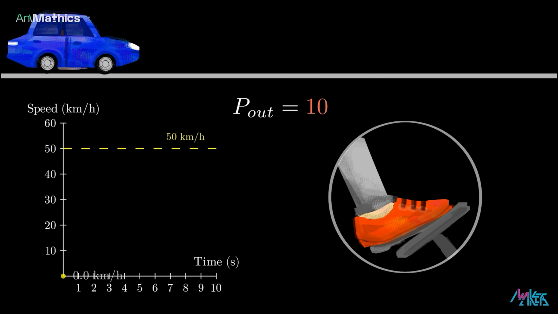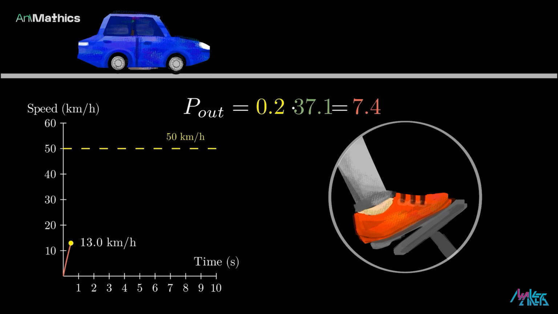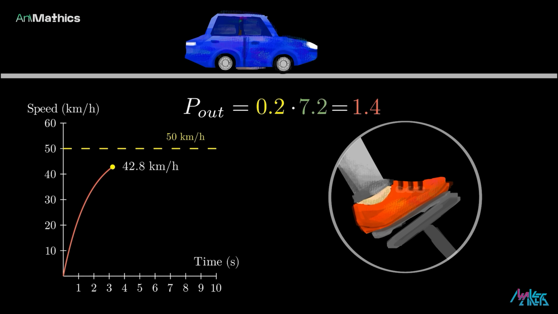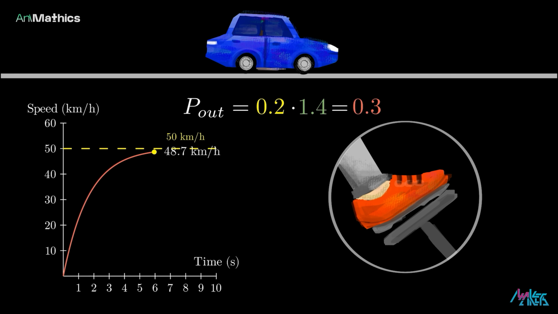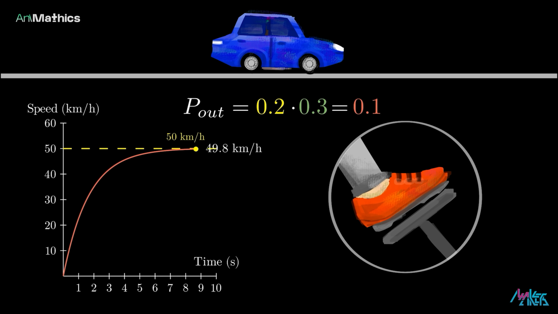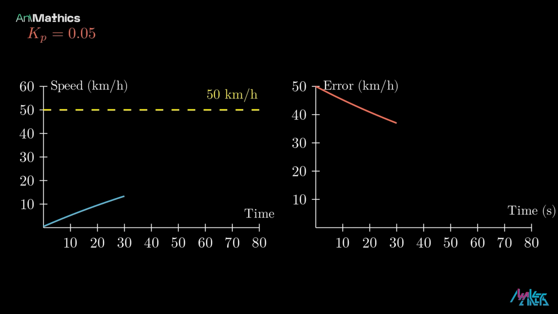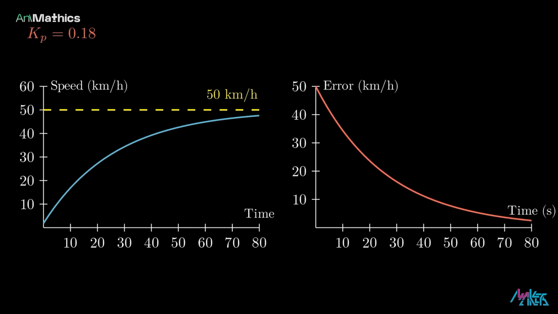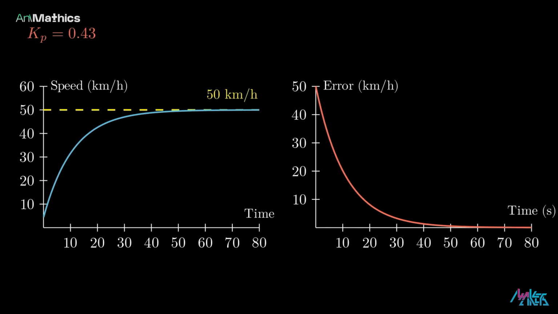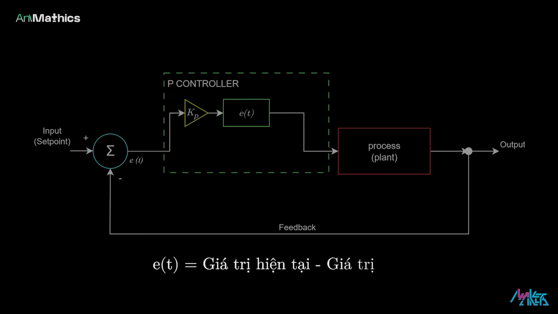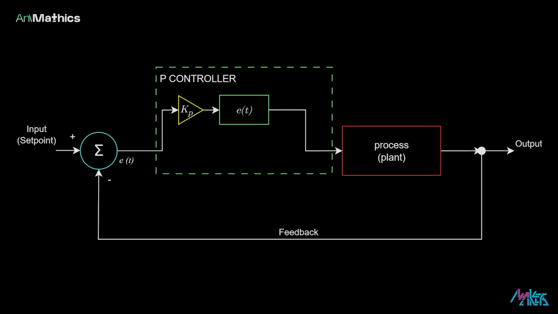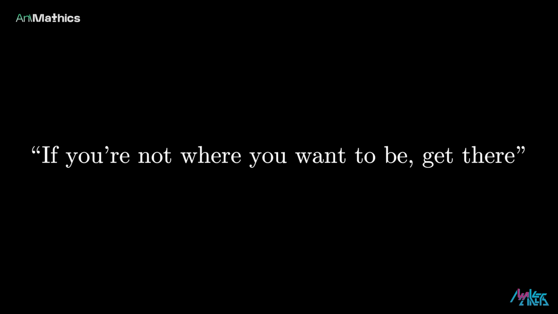After pressing the gas pedal, the car starts to accelerate. As speed gets closer to 50 kilometers per hour, the error will gradually decrease towards zero. At this point, we'll slowly ease off the gas pedal until we reach 50 kilometers per hour. This way, the car accelerates smoothly without overshooting the target speed. In this example, Kp represents the aggressiveness of the system. The larger Kp is, the more aggressively the system responds, and the faster the error approaches zero. To summarize, the P controller focuses on the current value. If you're not where you want to be, get there.